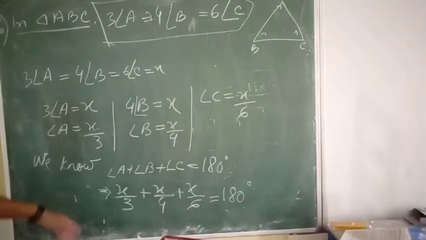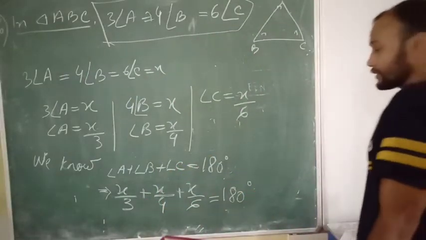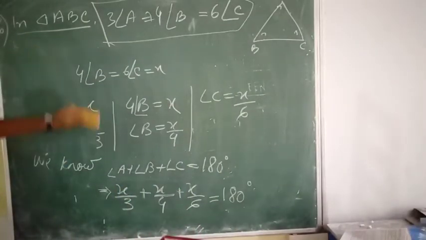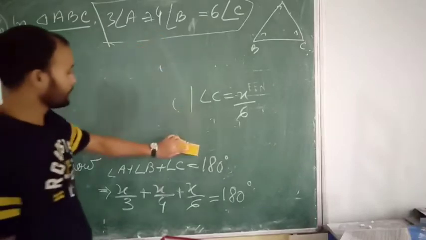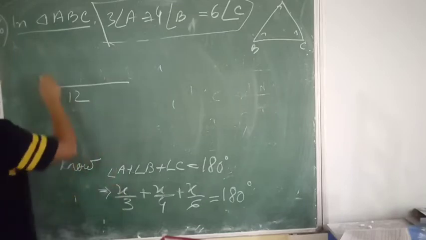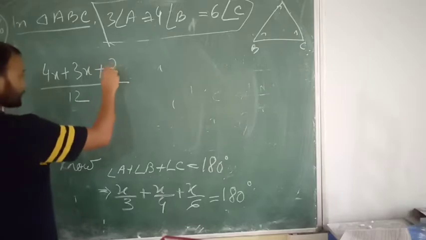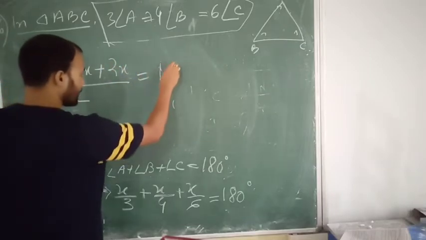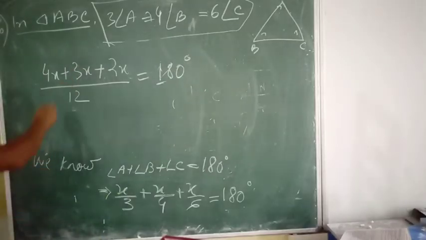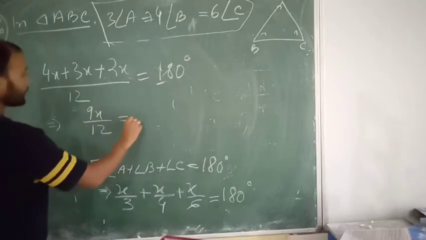Then take the LCM. The least common multiple of 3, 4 and 6 will be 12, because 12 is the smallest number that is divisible by all three, that is 4, 3 and 6. So the LCM will be 12. This gives 4x plus 3x plus 2x equals 180 degrees. Calculate this: 4 plus 3 plus 2 is 9, so 9x by 12 equals 180 degrees.